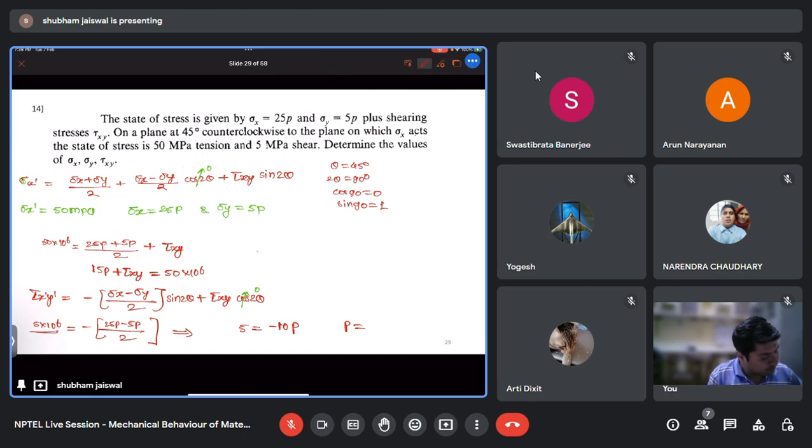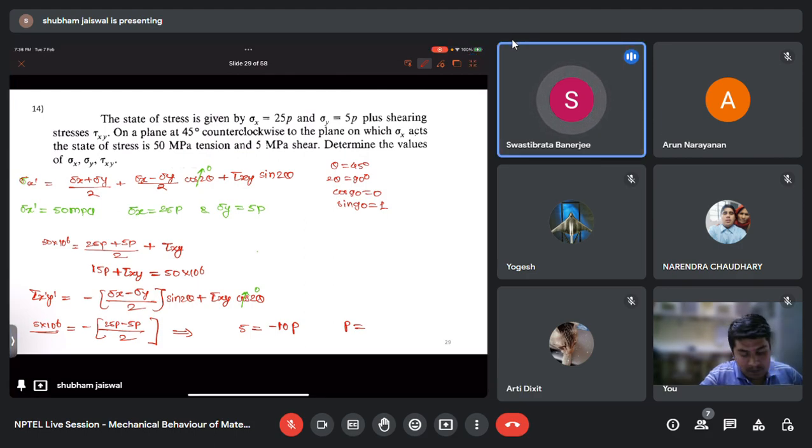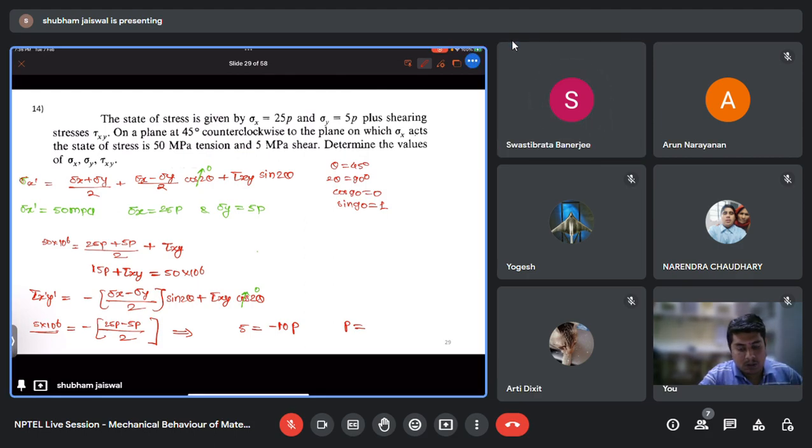Now tell me the values. Here we have p is equal to minus 5 into 10 to the power 5. So p is equal to minus 5 into 10 to the power 5. Okay, so now put this value here. You will get tau xy.